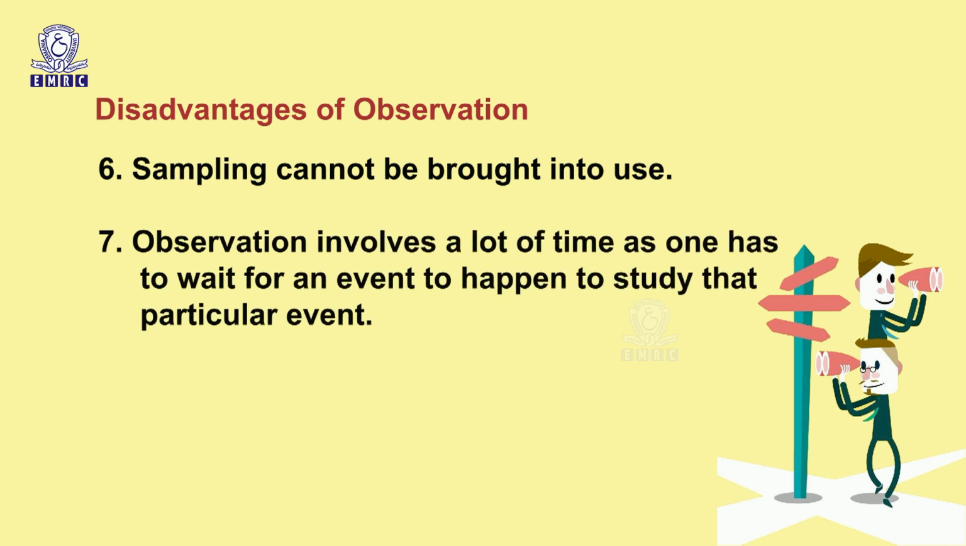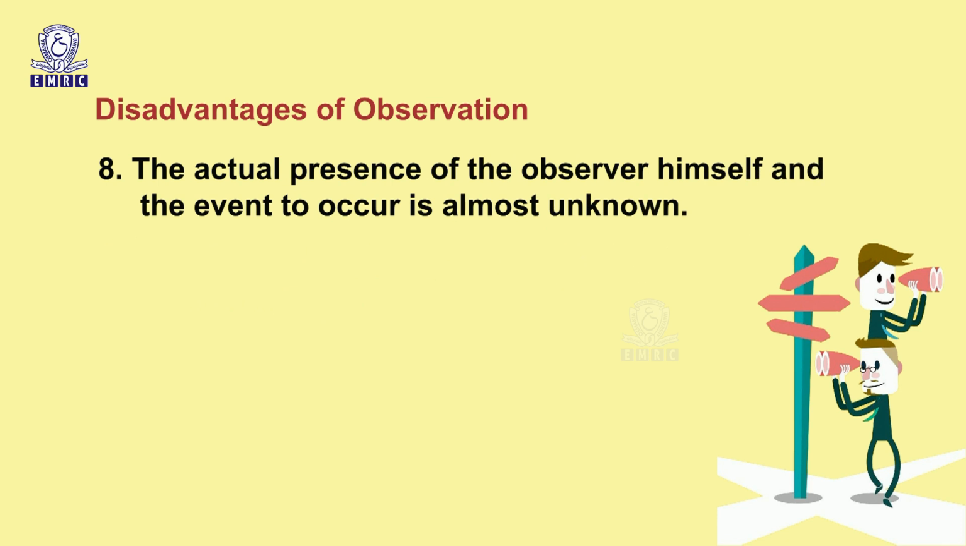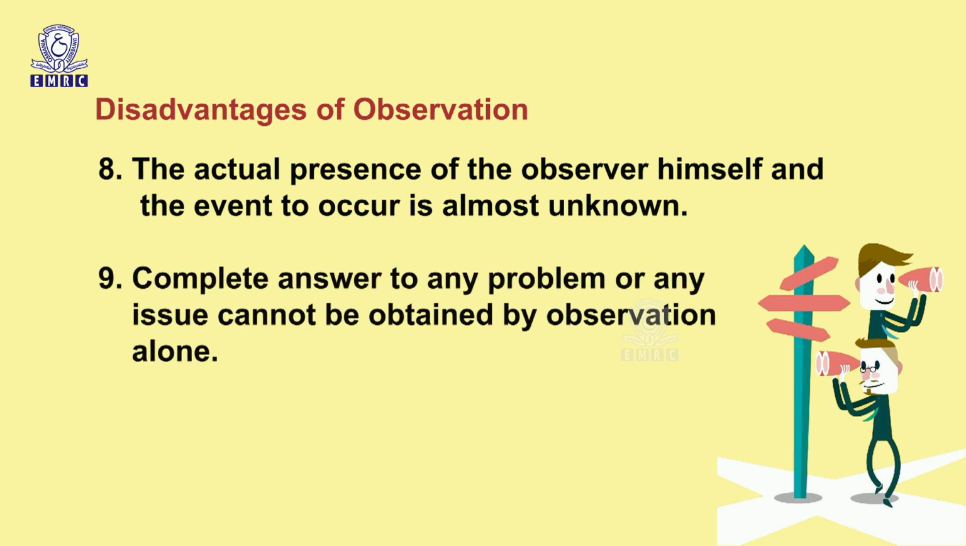Seventh, observation involves a lot of time as one has to wait for an event to happen to study that particular event. Eighth, the actual presence of the observer himself and the event to occur is almost unknown, and which act as a major disadvantage of this method. And the ninth one is that a complete answer to any problem or an issue cannot be obtained by observation alone.